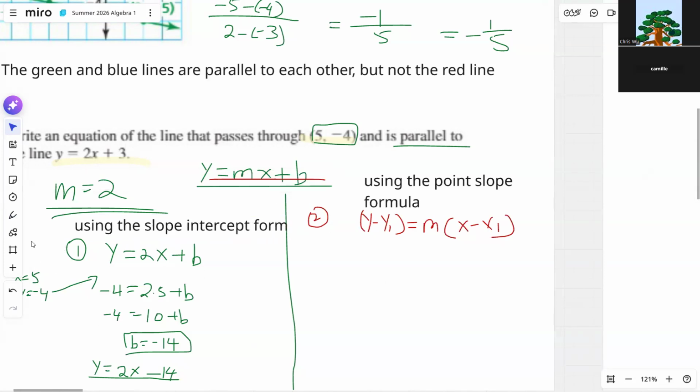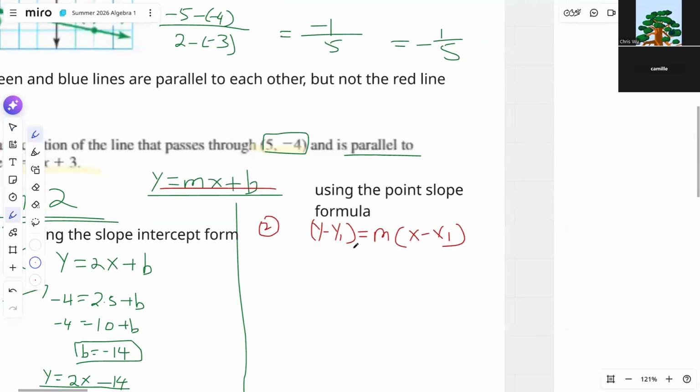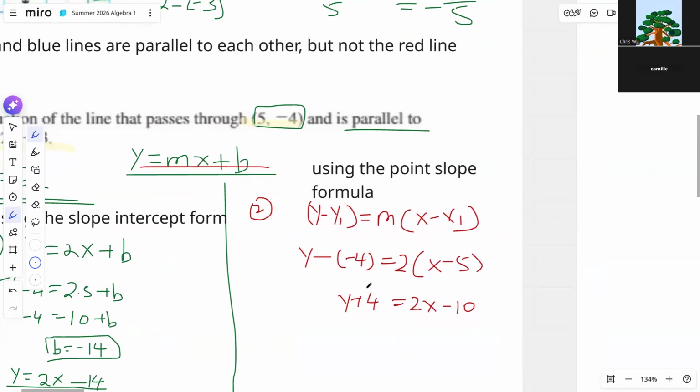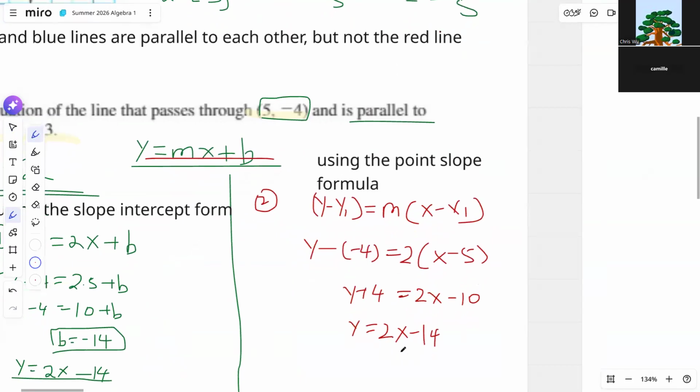Okay, and if I use the point-slope formula, I plug in the point. I can just get y minus, what's the y coordinate? -4, and m is 2, and then x minus 5. So we'll get y plus 4 is equal to 2x minus 10. Then if I move the 4 to the other side, y is 2x minus 14, so we get the same thing.